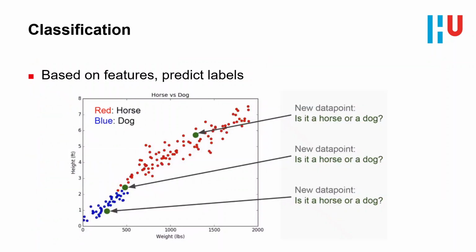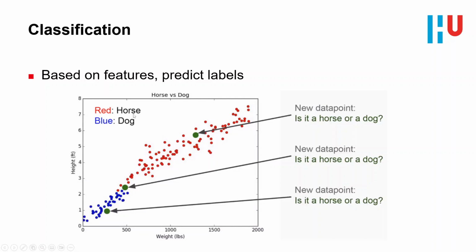So first, what is classification? It's based on features and it predicts labels. So it doesn't predict numbers, but it predicts labels. What you see here, and it's the same case, is the horse and the dog. We've got features: the height on the left axis, and the weight on the right axis. If we plot the data from a lot of different dogs and horses, we get this graph. And the label we have for each data point is dog or horse.